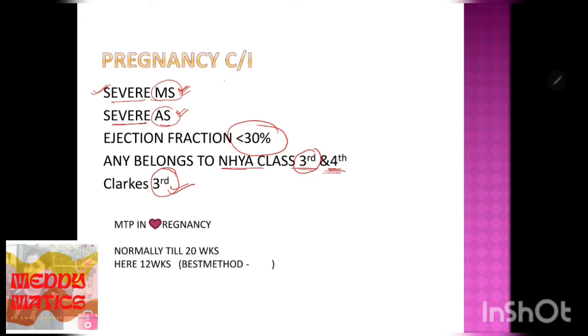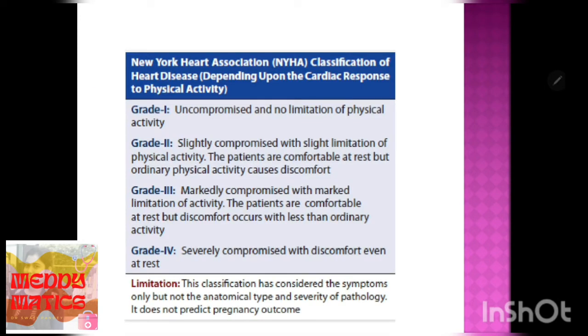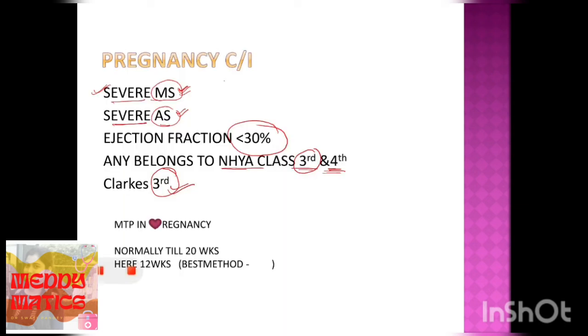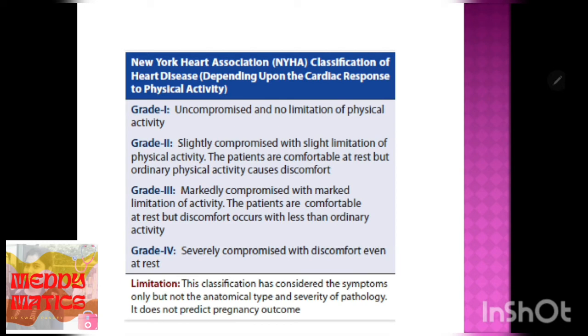Let's discuss first the NYHA classification. Sorry for my mistake, it's NYHA classification. This New York Heart Association classification of heart diseases depends upon the cardiac response to physical activity. In grade 1, the patient will have no limitation of physical activity. In grade 2, there is slight compromise, light limitations, but the patient is comfortable at rest.